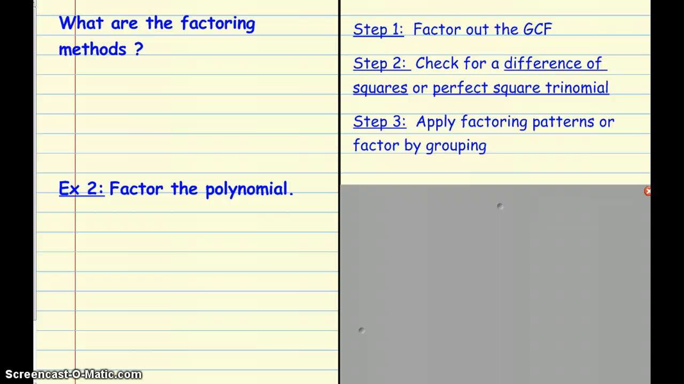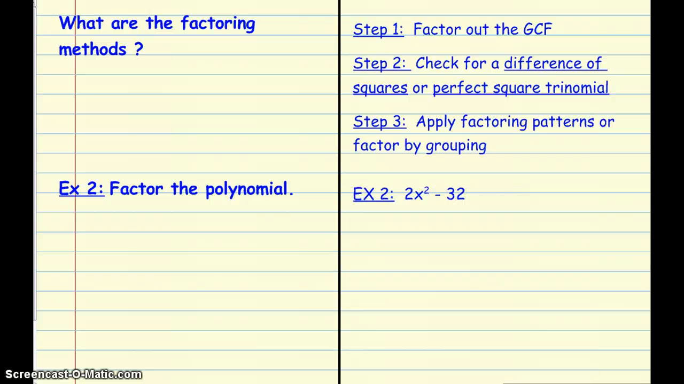As we look at example number 2, we're going to factor this particular polynomial. The first thing I notice, if we look at step 1, it says factor out the greatest common factor. In this case, we have 2x squared minus 32, so I think to myself, is there a number I can factor out of both of them? The answer in this case is 2. So I'm going to factor this 2 out, and it comes outside the parentheses. 2x squared divided by 2 leaves us with x squared, minus, and then 32 divided by 2 is 16.